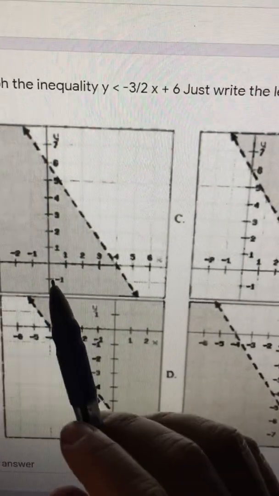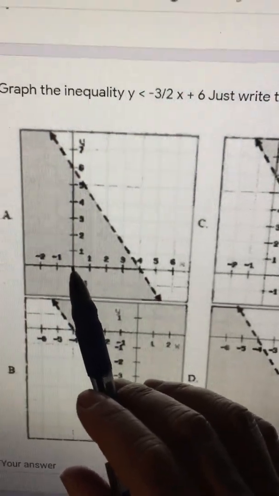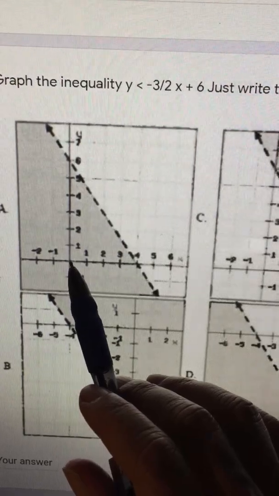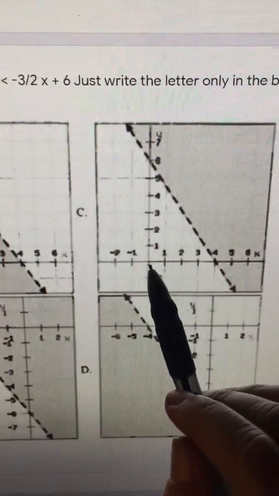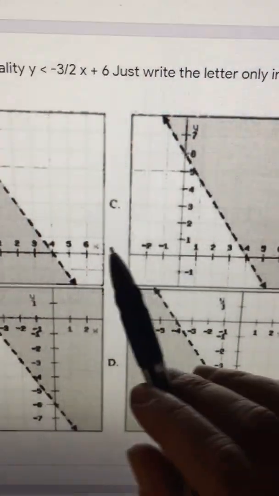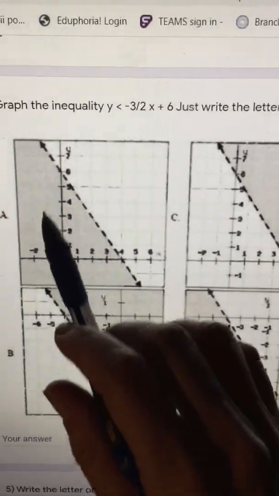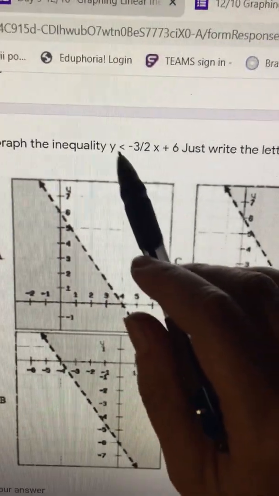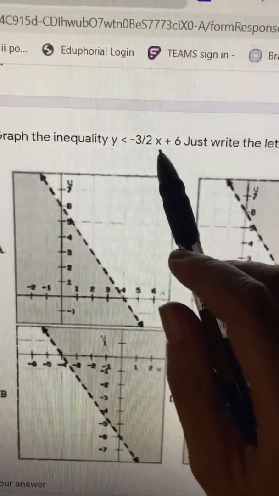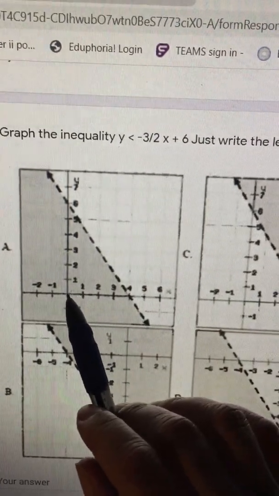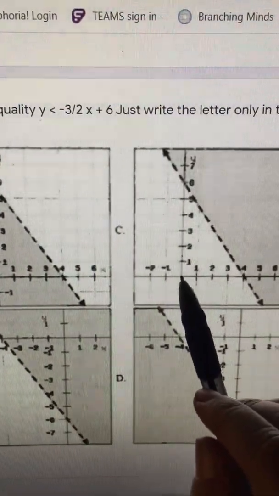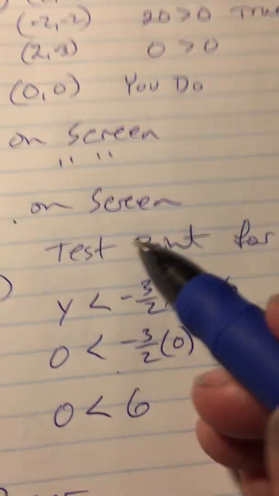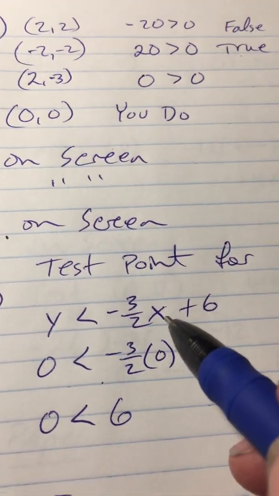Let's look to see if the origin might be a good test point. This origin is in the shade, so it's a solution. The origin on this one is not a solution, so 0, 0 is a great point to test because if it's a solution, I'm going to pick this graph. If it's not a solution, I'm going to pick that graph. So go back to your original equation and let's plug in a 0 for the y and a 0 for the x because that point right there has the coordinates 0, 0. That point has the coordinates 0, 0. So we're testing this point now. We have y is less than negative 3 halves x plus 6.